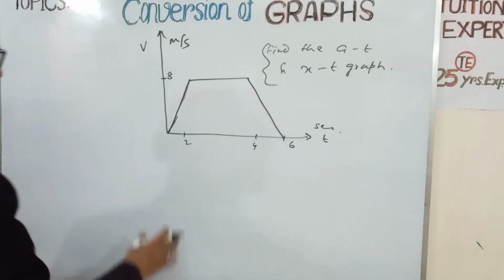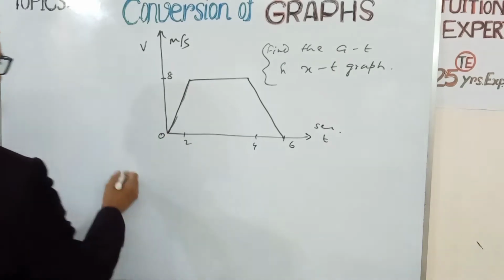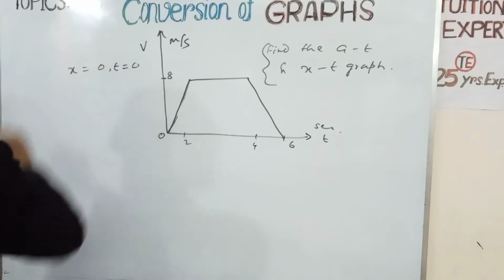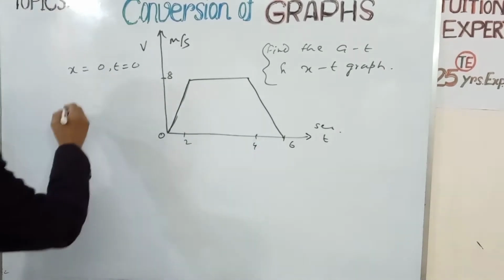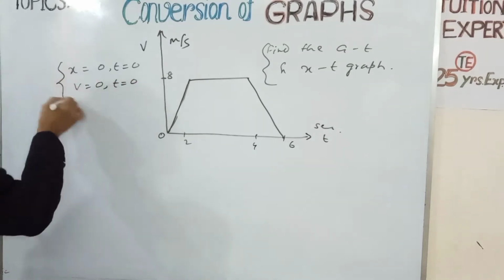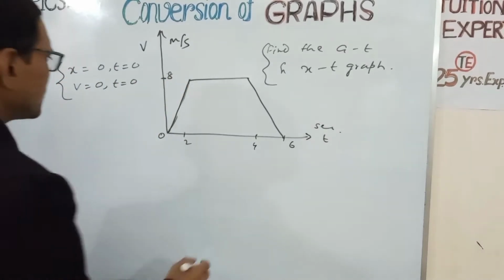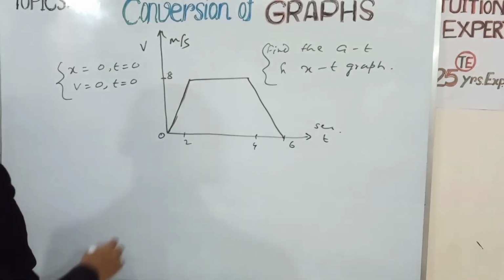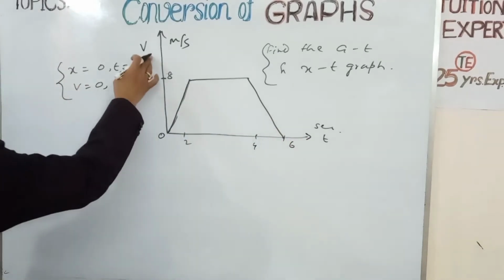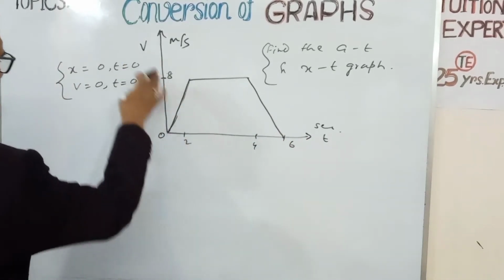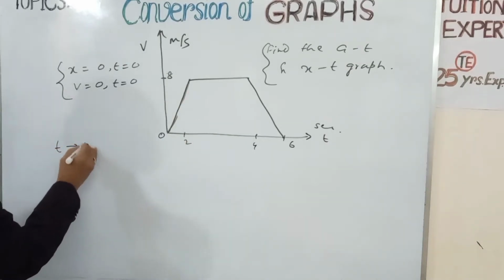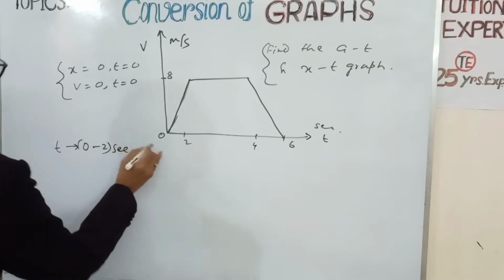First, what you have to do here: it is given that x equal to 0 when t equal to 0, and from the graph we obviously know that v equal to 0 when t equal to 0. These two conditions are given. Now we have to find the equation, and then we can find at and xt. The equation between v and t, so in time 0 to 2 second, what is the equation?